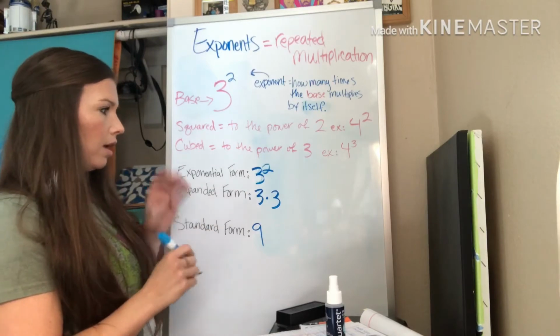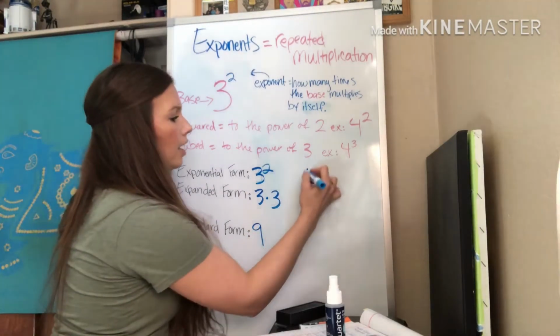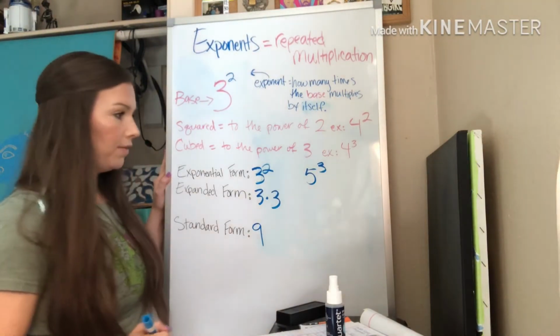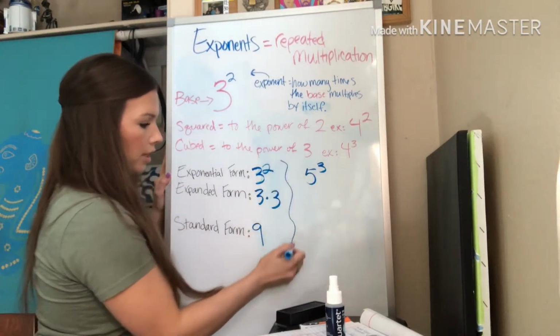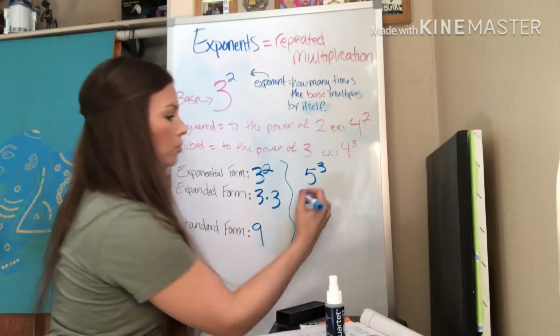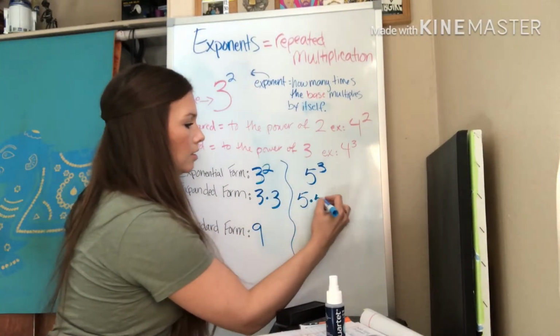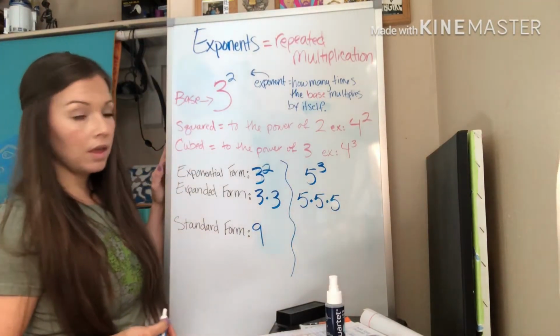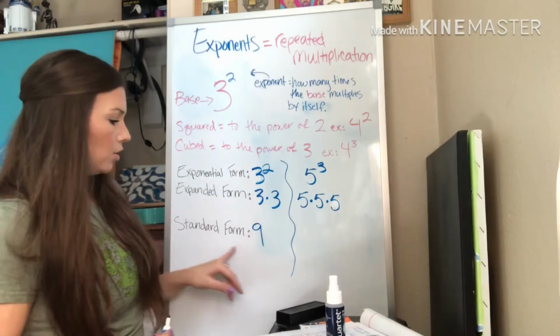So let's say we have 5 cubed. Okay, that's the exponential form of 5 cubed. I'm going to draw a little line to separate those. The expanded form of 5 cubed would be 5 times 5 times 5, right? So the standard form would be the answer.